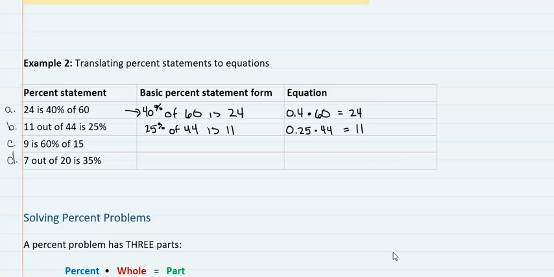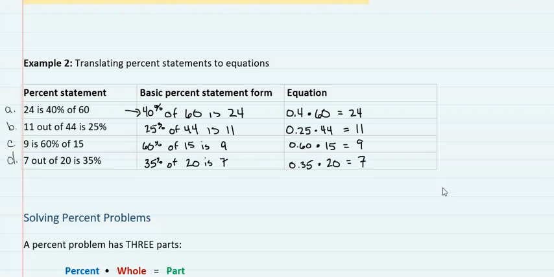0.25 times 44 is 11. All right, so you try the next two, and then I'll put the answers up. So pause, give it a shot, and come back and check your answer. Okay, so for C, you get 60% of 15 is 9, so 0.60 times 15 equals 9. 35% of 20 is 7. 0.35 times 20 equals 7.